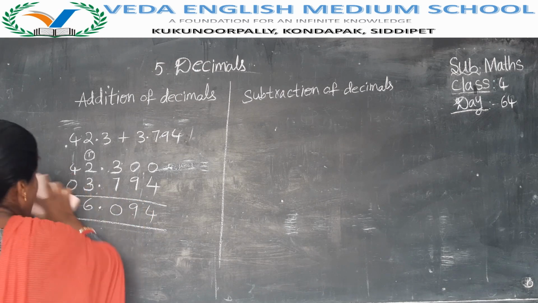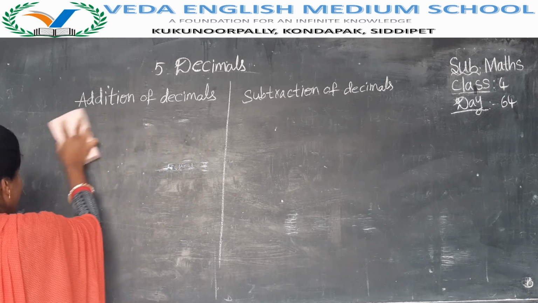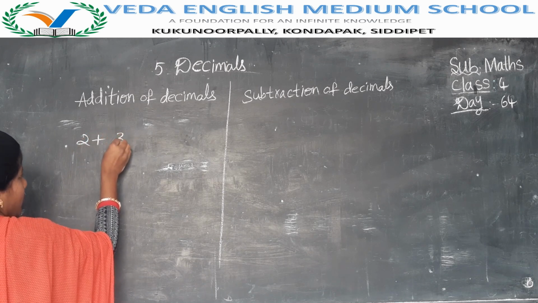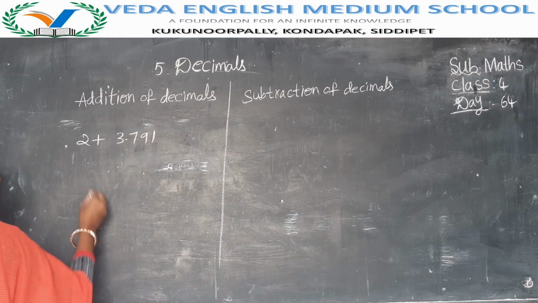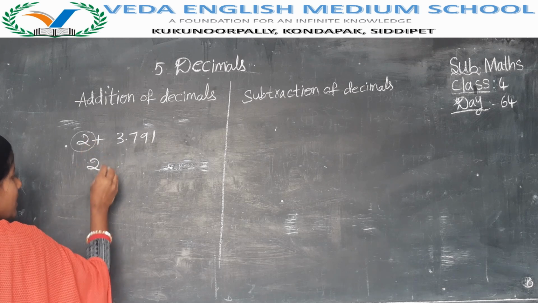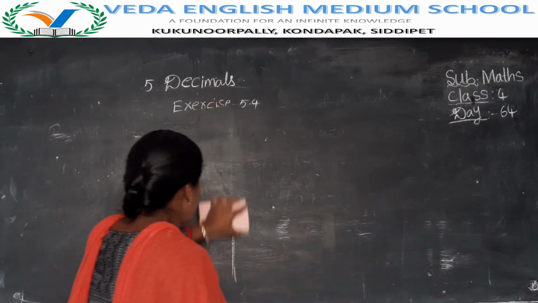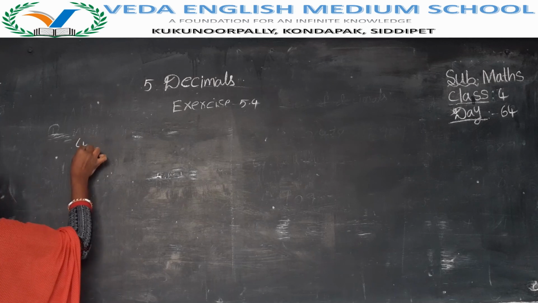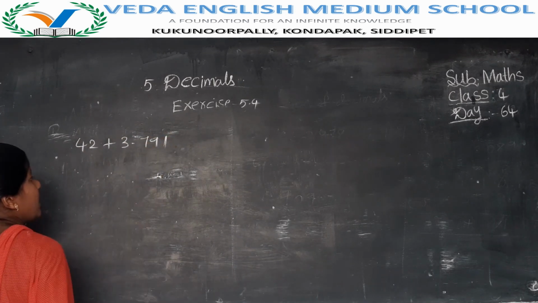Like this you have to add. Understand? One more example. 2 plus 3.791. Then if we have like this, how, madam? Now see, this is a whole number. 2 is a whole number, so you have to write 2 as it is. For example, if we have 42 plus 3.791, then how to add this number?